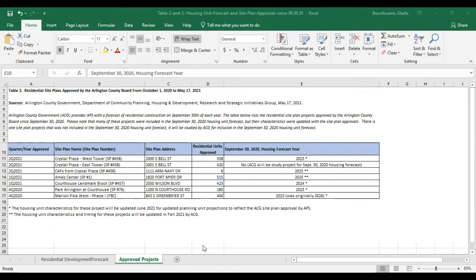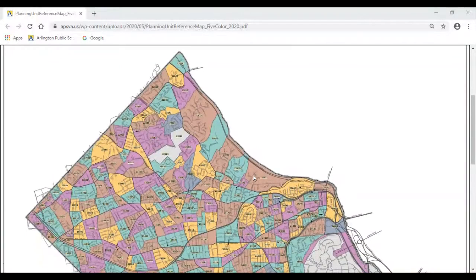As I pause here, as I go through some of these, the last one that I wanted to show you is the planning unit map. And this is the planning unit reference map. Just want to make sure that you're seeing that. Yep.